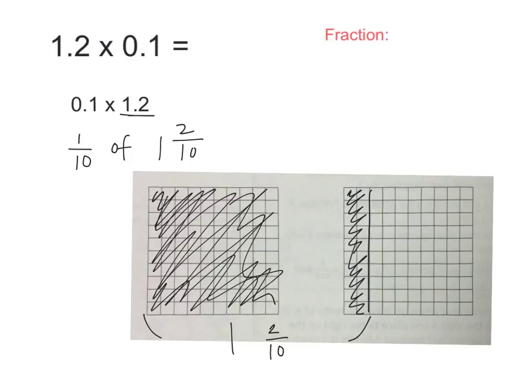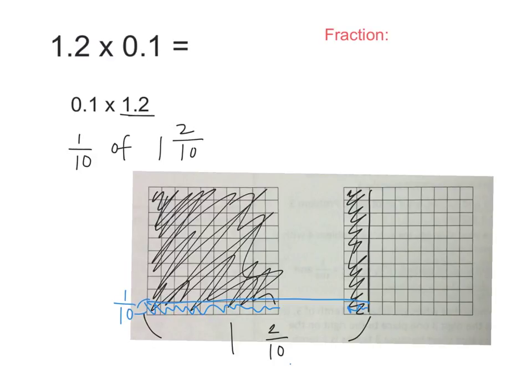Now, how many of those 1 2/10 do we want? We want 1/10 of it. So you're going to look for one row all the way across, and you're going to color in. Okay, very good. And then, of course, we're going to label that. That's 1/10 of the 1 2/10.